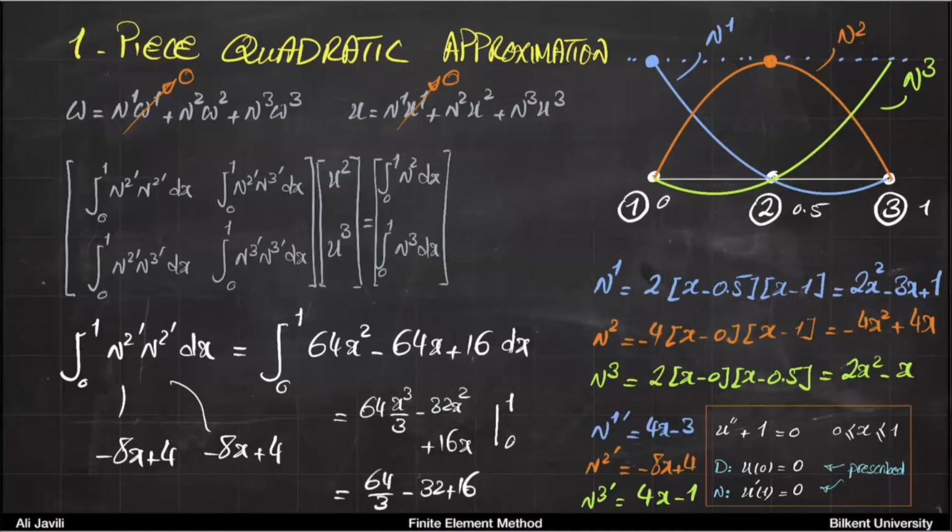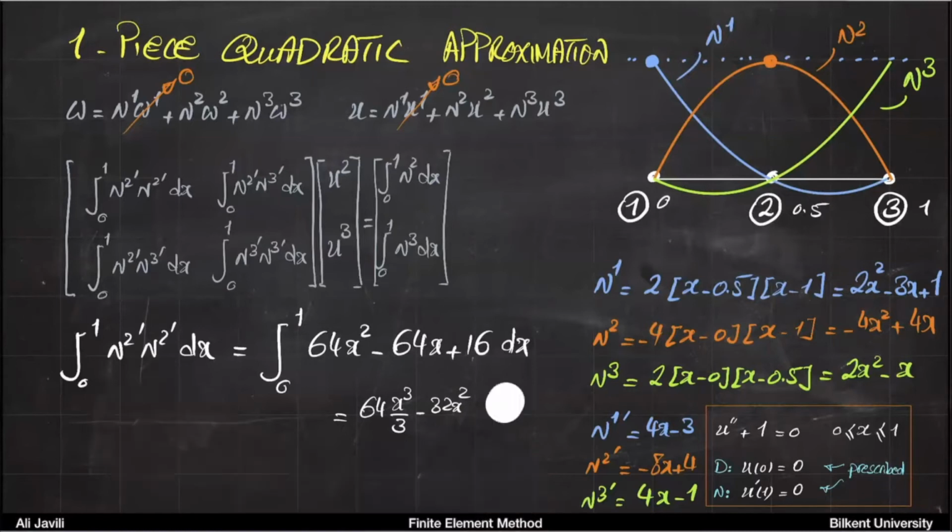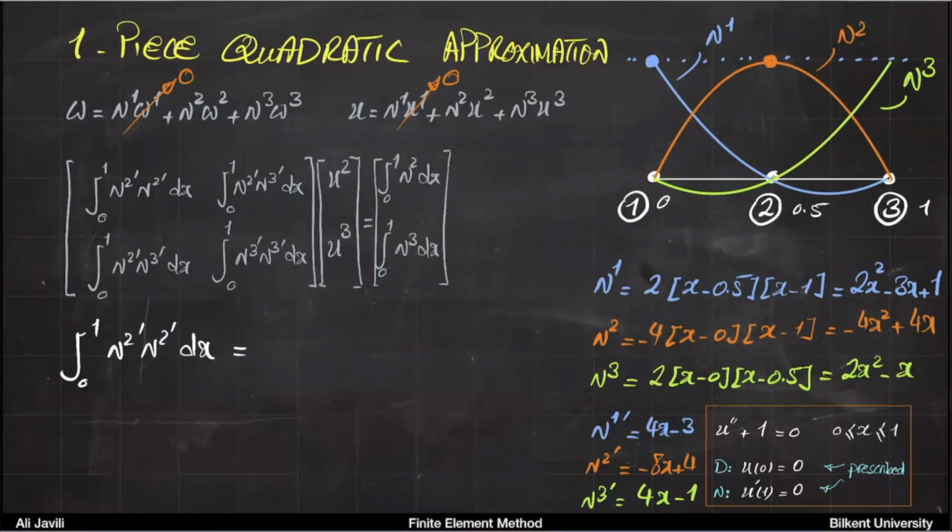So that would be 16 over 3. Basically, minus 32 plus 16 is minus 16, that is 48 divided by 3. So 64 minus 48, that's 16. So that is 16 over 3. So that first integral is just 16 over 3. Now you can do the other integrals similarly.